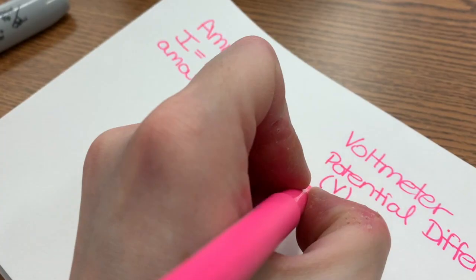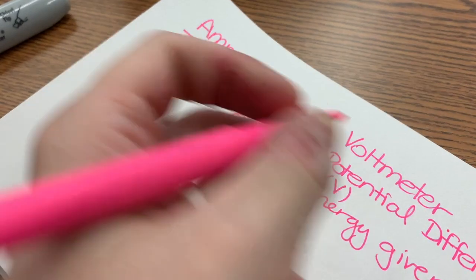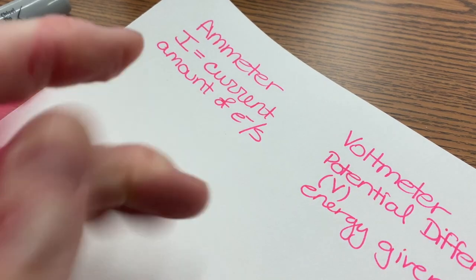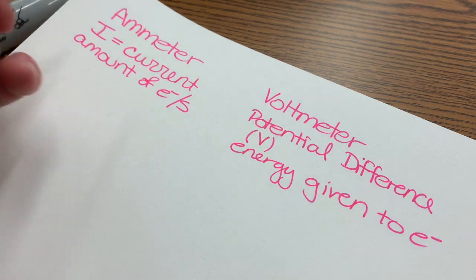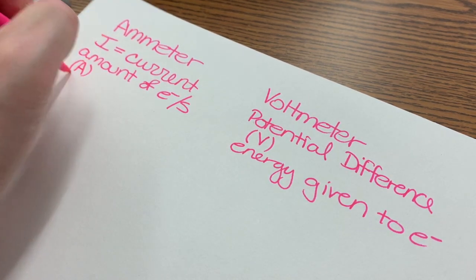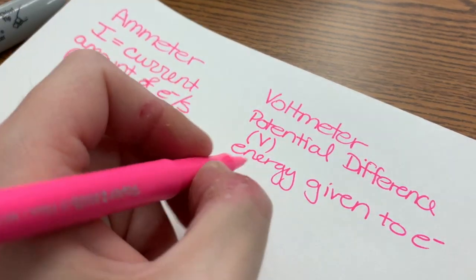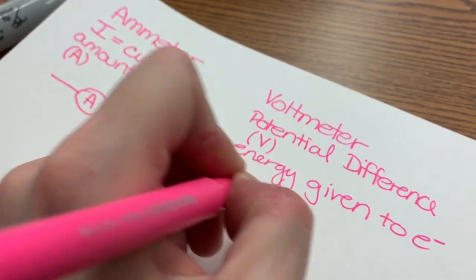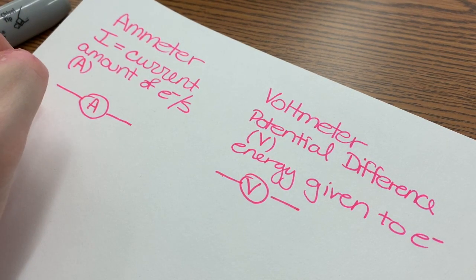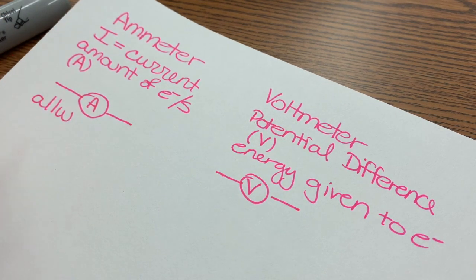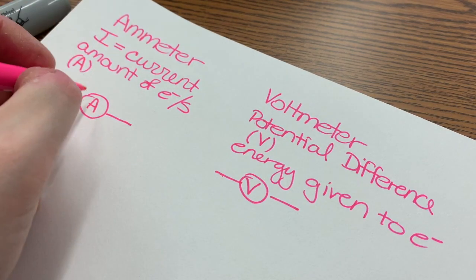This is also the energy given to the electrons. Energy given to the electrons. This current is measured in amps. So this on your circuit is just an A in a circle, and your voltmeter is just a V in a circle. And so what's important though is this is always, look at, I'm just having a spelling day. It's so good that I'm doing this in front of all of you.